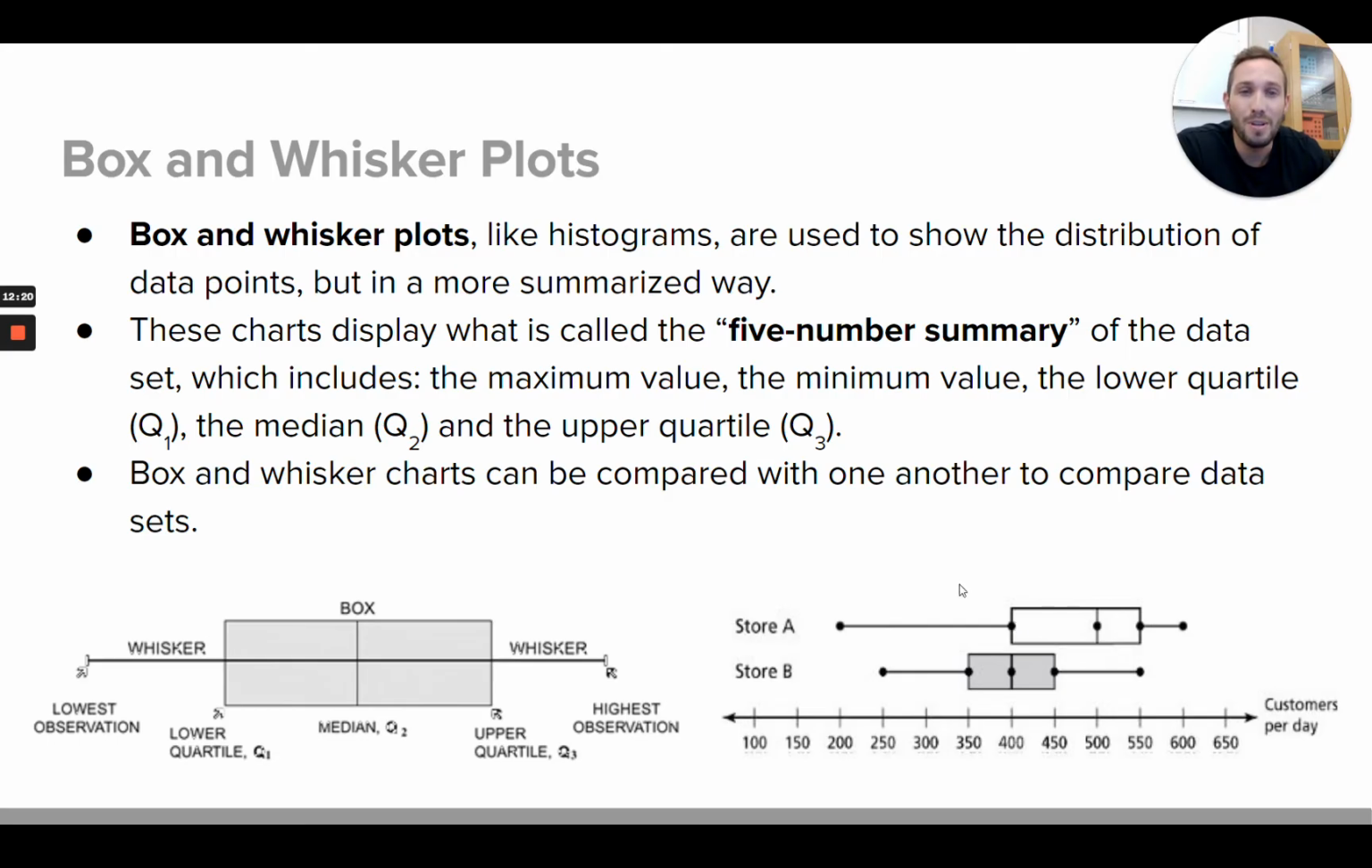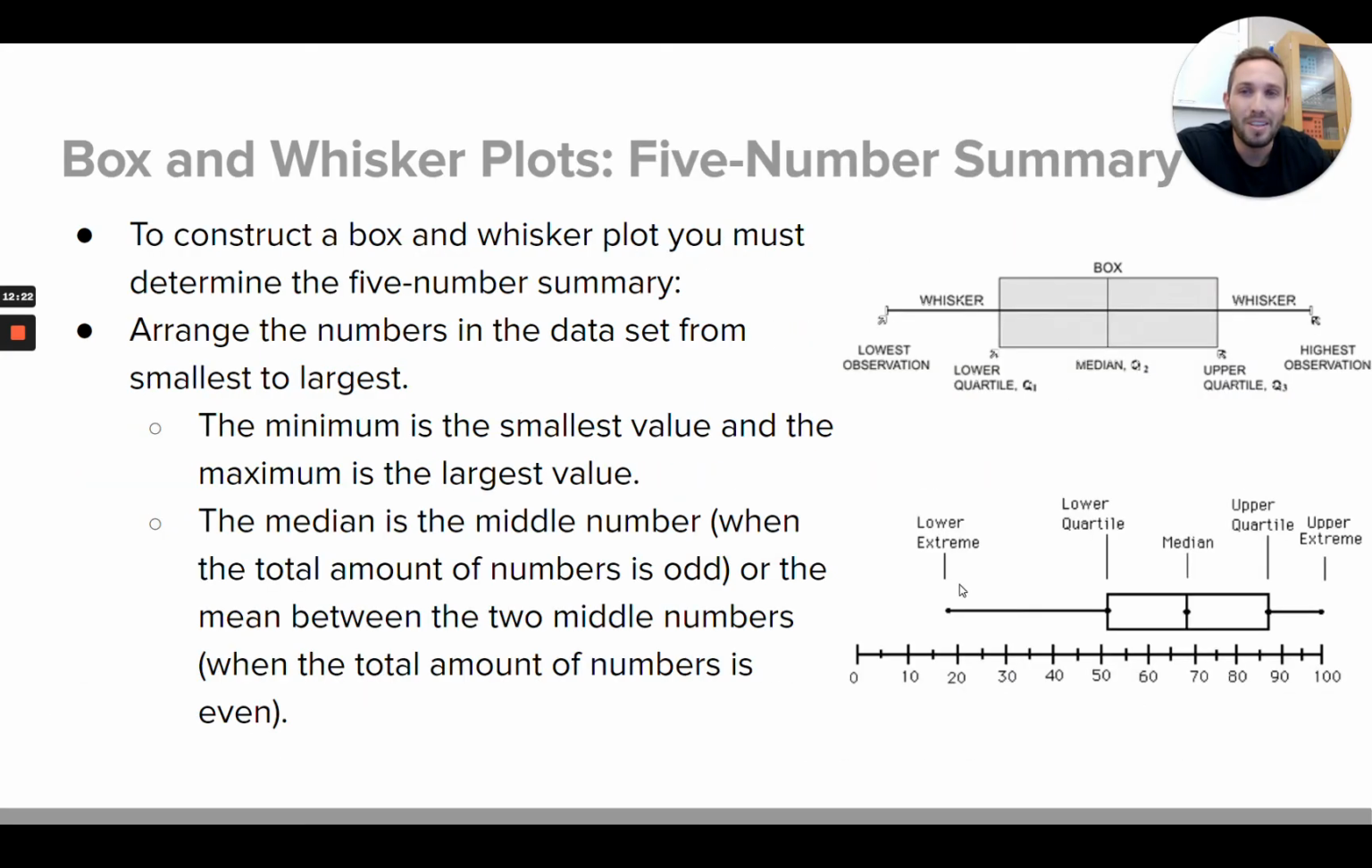I wouldn't worry too much about it. You do need to know how to construct one. So in here, there is instructions on how to construct a box and whisker plot and to figure out those 5 numbers so that you can plot them. Basically, what you have to do is you have to first arrange all of your numbers in a data set from smallest to largest. I'll show you an example in a second. And then the minimum value, that's your smallest value, and the maximum is your largest. So those are the 2 endpoints of your whiskers.